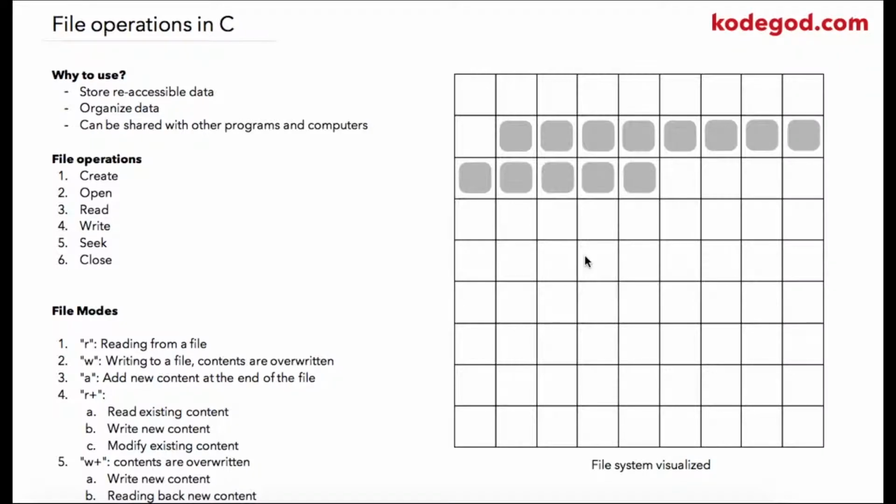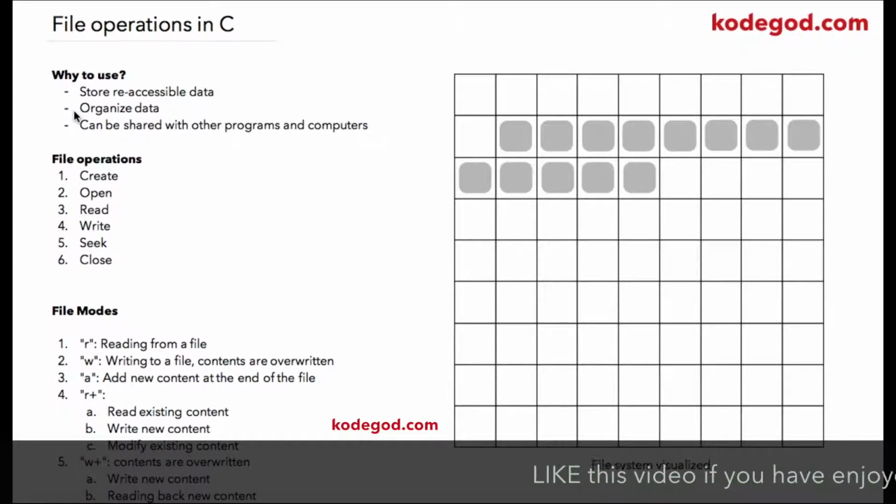In this lecture, we are going to learn about file operations in C. Why do we need to use files? When we use files, we can store data which can be re-accessed. That is, when you write data to a file, you can re-access that file later on. Writing data into files is a more efficient way of organizing your data.